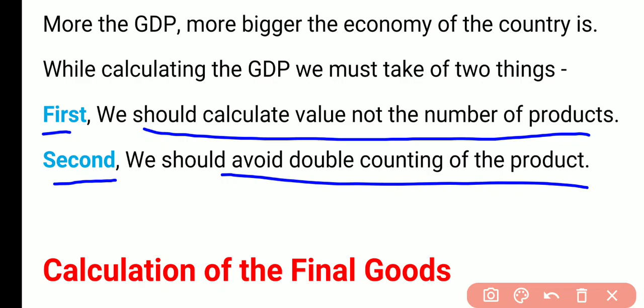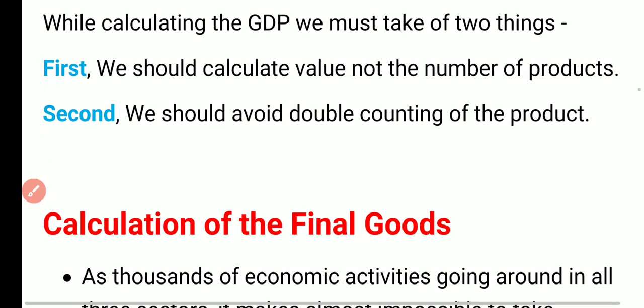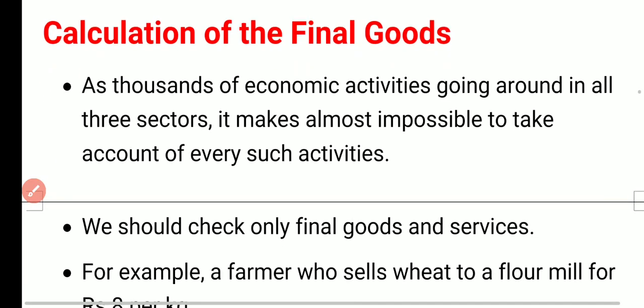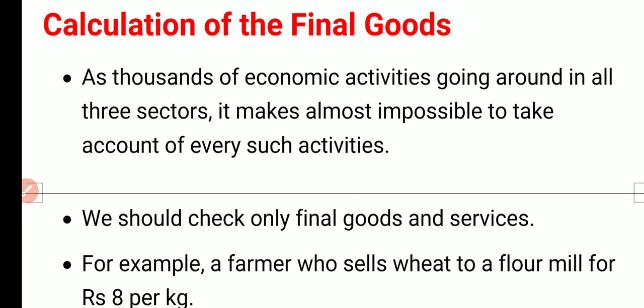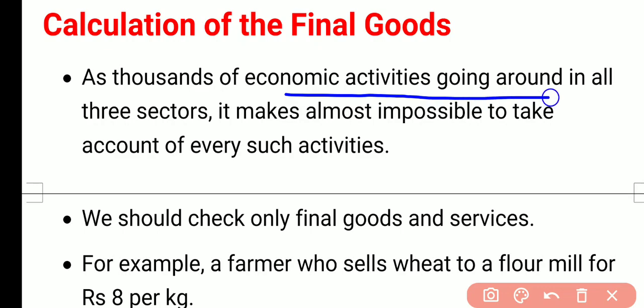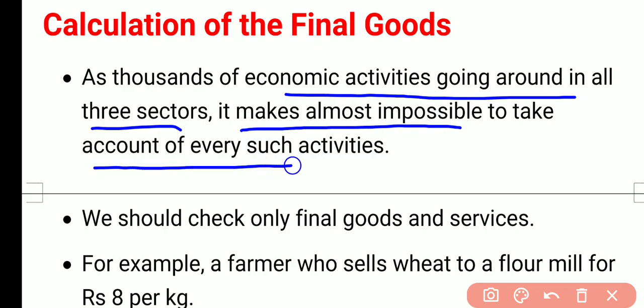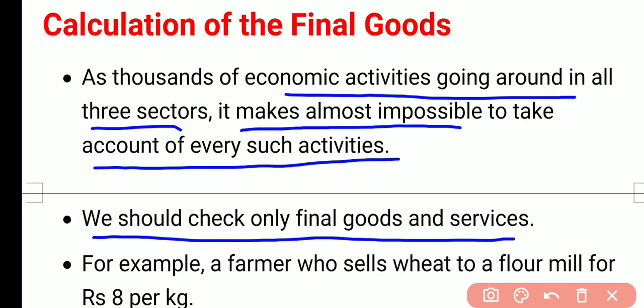कैसे करना है? लेट्स टेक एन एग्जांपल. चलिए हम एग्जांपल लेते हैं एक. कैलकुलेशन ऑफ फाइनल गुड्स. As thousands of economic activities are going on in all three sectors, it is almost impossible to take account of every such activity. So we should check only final goods and services. हम फाइनल गुड्स और सर्विसेज को ही कैलकुलेट करते हैं.